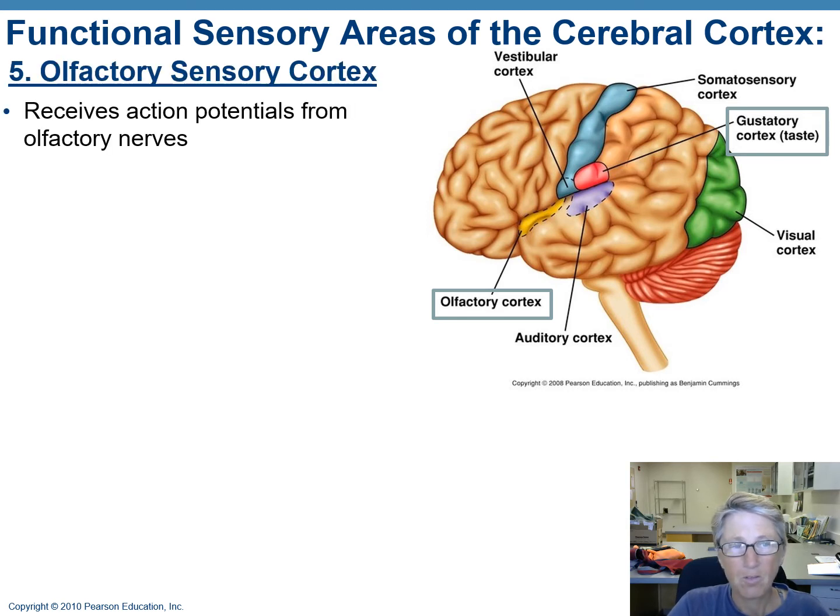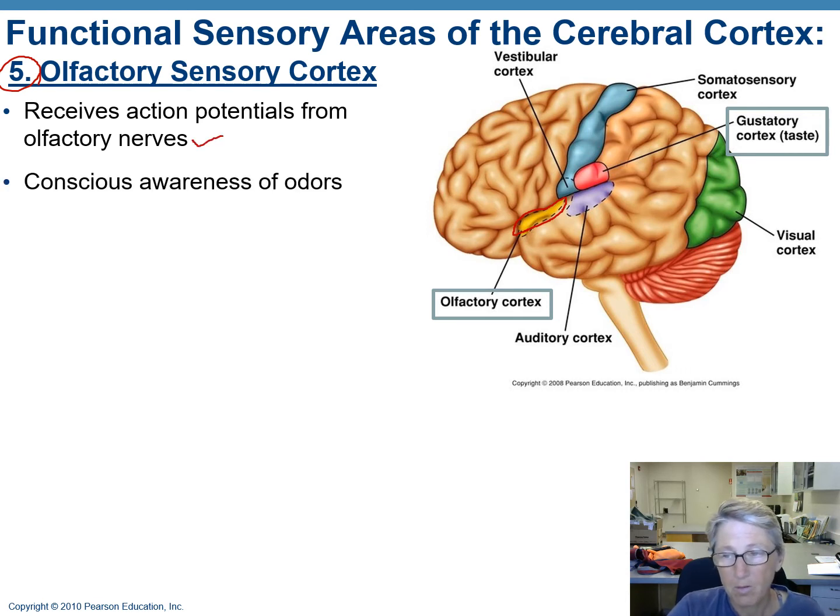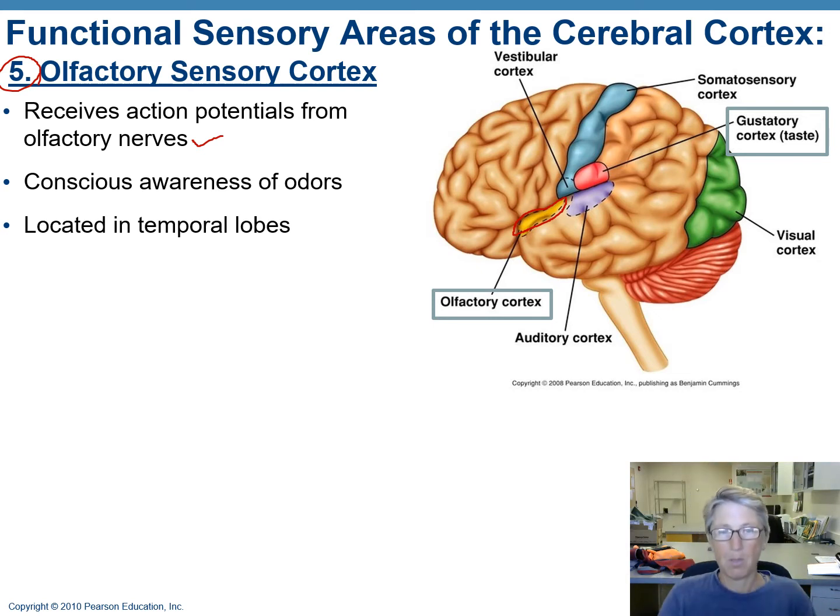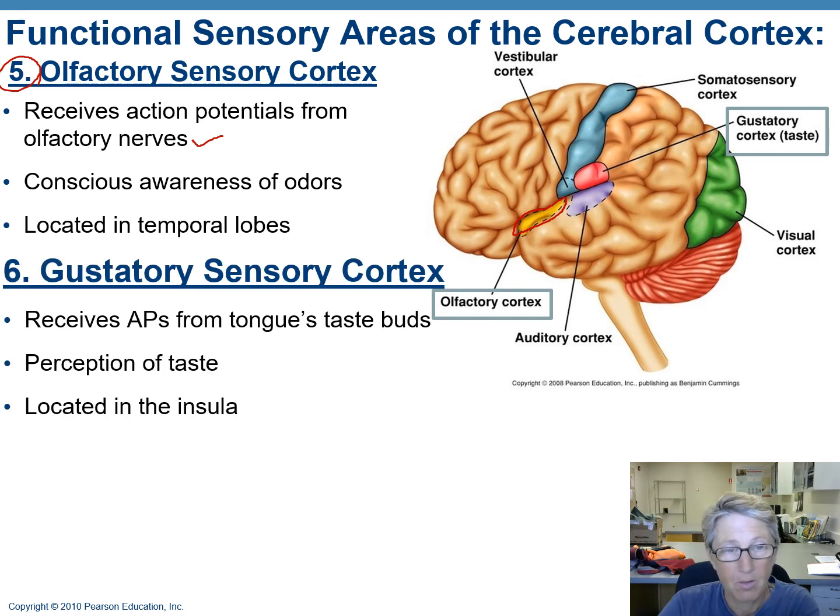Okay, so the next sensory areas of the cerebral cortex, number 5. So we're at the olfactory sensory cortex, which is right here, this yellow patch. You get action potentials from olfactory nerves, so that has to do with your sense of smell, located in your nasal cavity. The olfactory cortex allows you to have a conscious awareness of an odor, which can be nasty sometimes. You find the olfactory cortex in the temporal lobe.